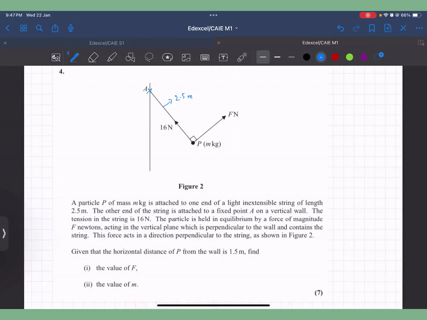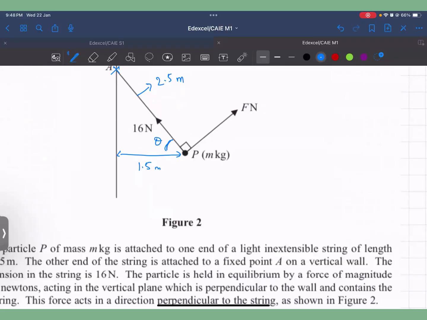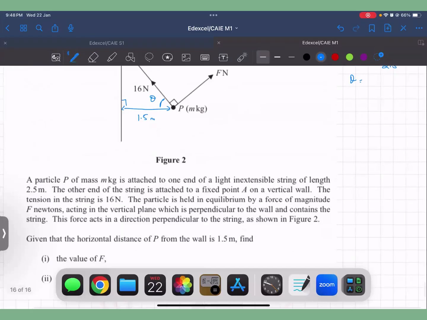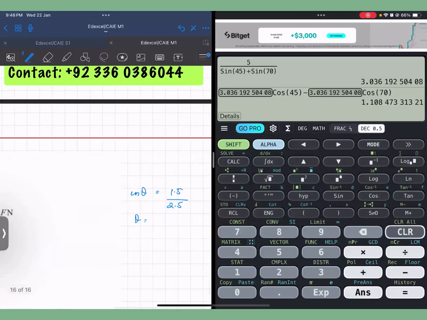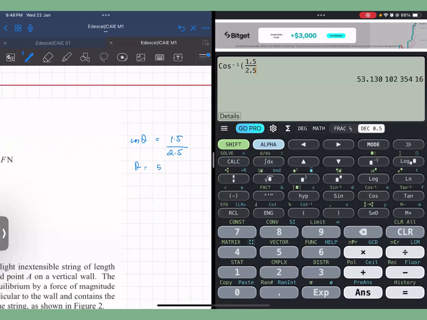Given that the horizontal distance of P from the wall is 1.5 meters, find the value of F and m. So using this diagram, we can find the value of this theta. For this triangle, this is 90, so you would use cos. Cos of this theta is adjacent upon hypotenuse. So theta comes out to be cos inverse of 1.5 over 2.5, which is 53.13.